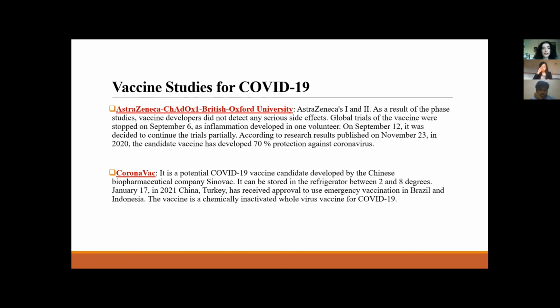Then CoronaVac, a potential COVID-19 vaccine by the Chinese pharmaceutical company Sinovac. It can be stored in the refrigerator between 2 and 8 degrees. Turkey has received approval to use emergency vaccination, as have Brazil and Indonesia. The vaccine is a chemically inactivated whole virus vaccine for COVID-19.